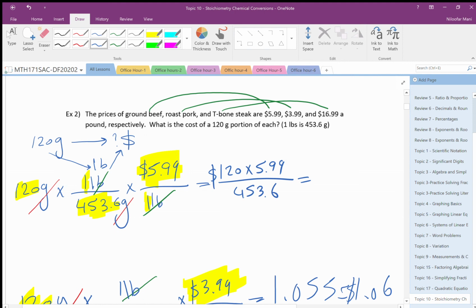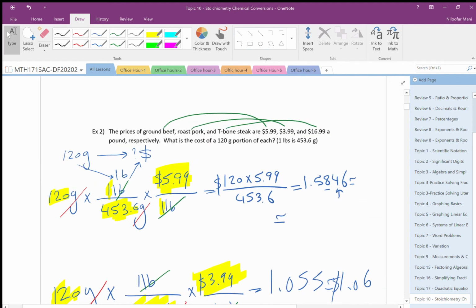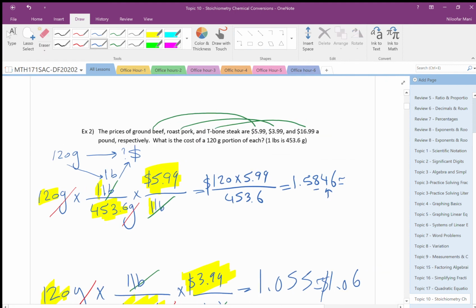The answer is 1.58, 1.5846. Wherever I have money, I round to 2 decimal places because it shows me dollars and cents. So it is almost 1.58 dollars per 120 grams of the first item.